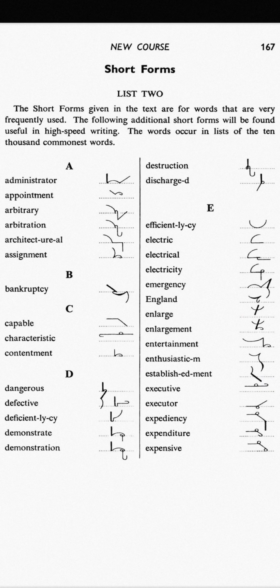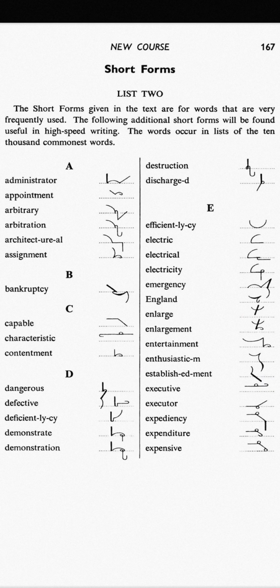As an administrator: D on the line, M on the line, upward R is used here for administrator. P halved here above the line, M halved here with N hook above the line for appointment. Downward R on the line, T with R hook through the line, and upward R is used here for arbitrary. Downward R on the line, T with R hook with shun hook through the line for arbitration.